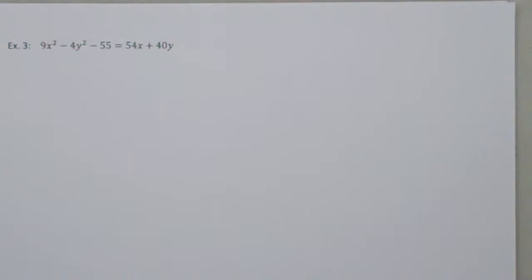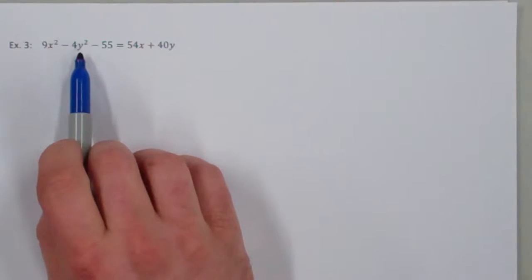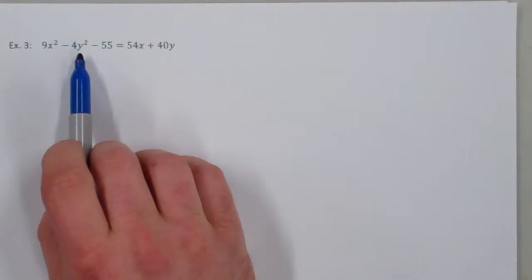Alright, we got example 3. What we need to do is figure out what this thing is, what kind of conic it is, and then we're going to change this into standard form. If we take a look at the left side of the equation, I notice I have an x squared and a y squared, so this is definitely not a parabola. It's going to be either an ellipse, a circle, or a hyperbola.